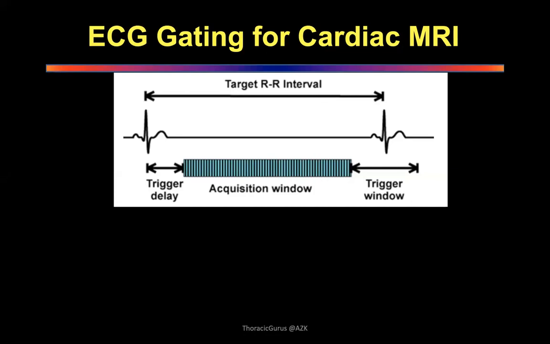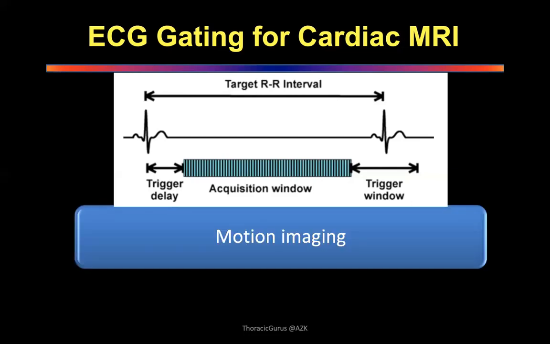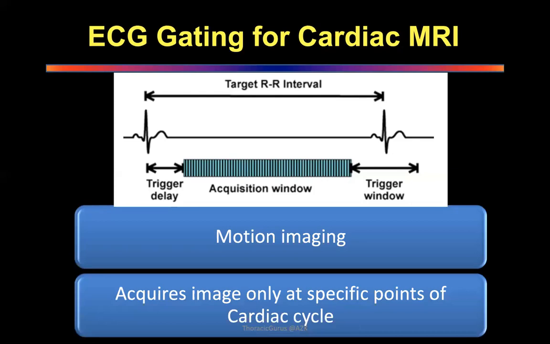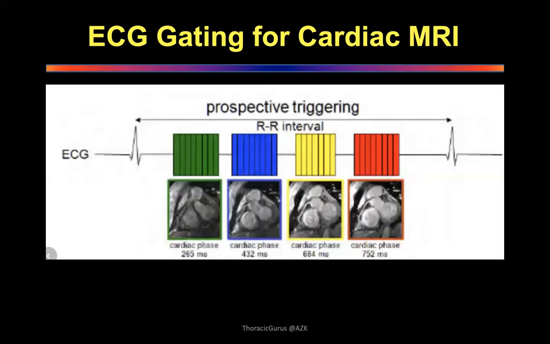So only at systole does the whole acquisition occur. Initially it will acquire everything, but during systole it will focus and give you a more concentrated image. So it's really motion imaging at specific points of a cardiac cycle. It's a very nice technology, particularly when you're looking at specific diseases of the heart, and it works very well in an MRI scenario. So that's what it is.